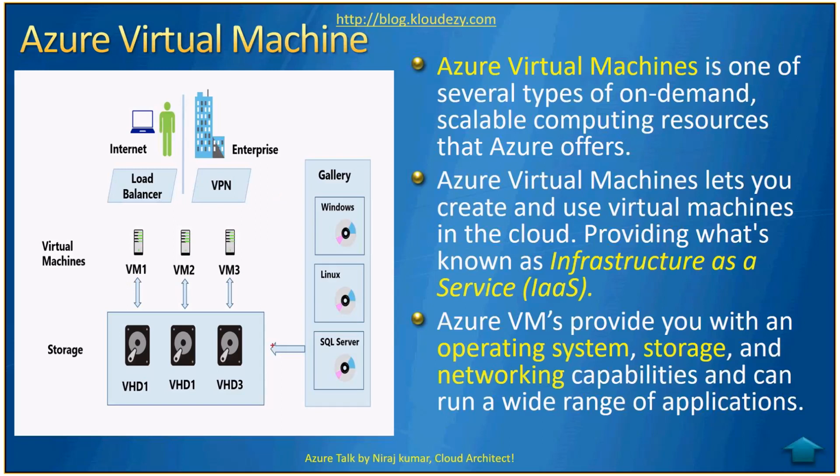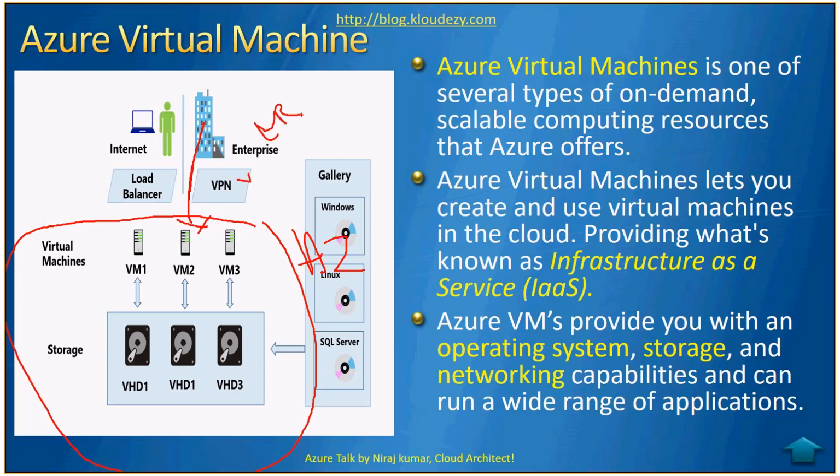So once all these VMs are configured, what next? Once these VMs are provisioned in Azure, you will need some kind of connectivity from your on-prem into Azure, because your VMs are in Azure. The way you connect your on-prem could be a VPN, or an Express Route, or a site-to-site VPN, in order to manage and maintain these VMs.